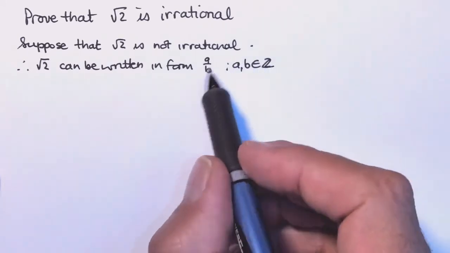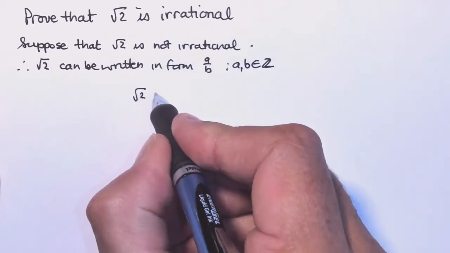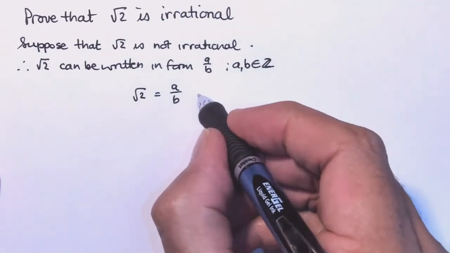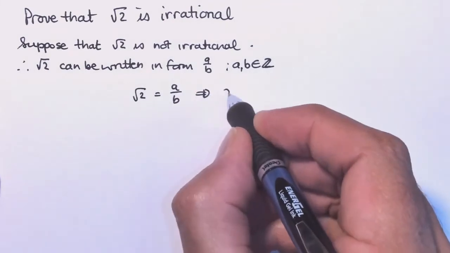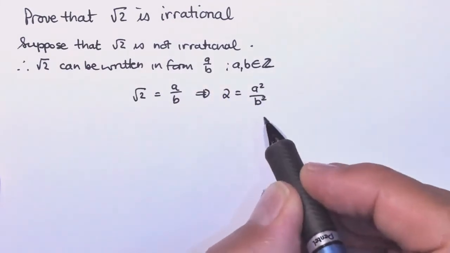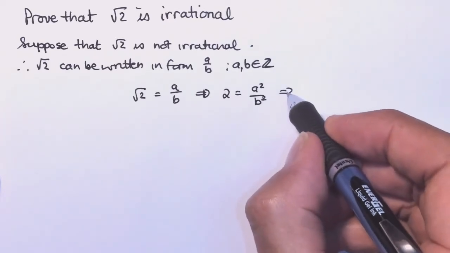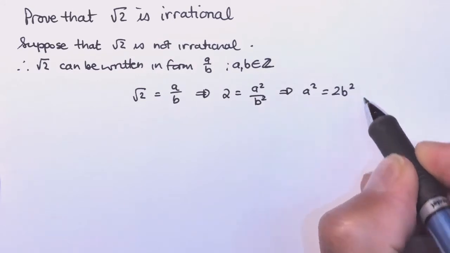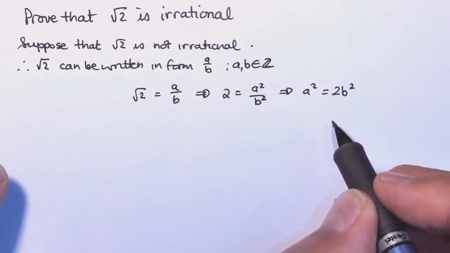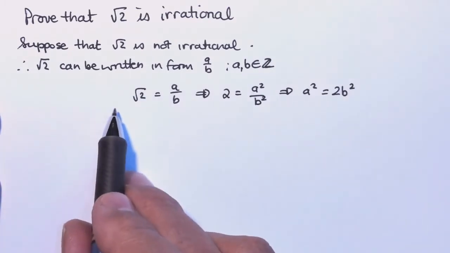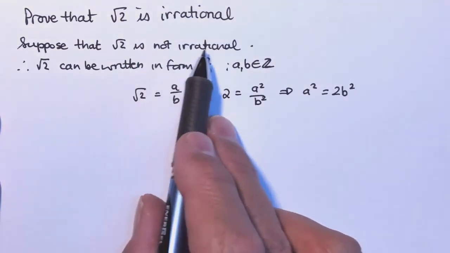Okay, so if I look at the root of 2 and I want to equate it to a over b, if I square both sides, I get 2 is equal to a squared over b squared, which then brings me to a statement that a squared is 2b squared. So that is the case if we have root 2 as rational.